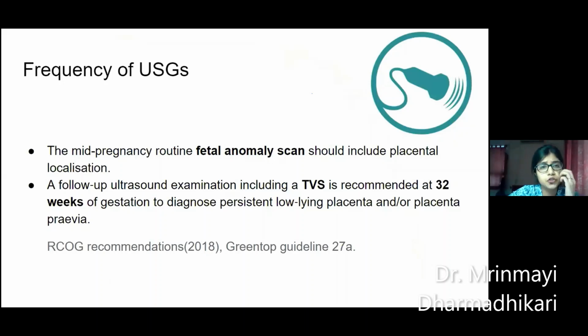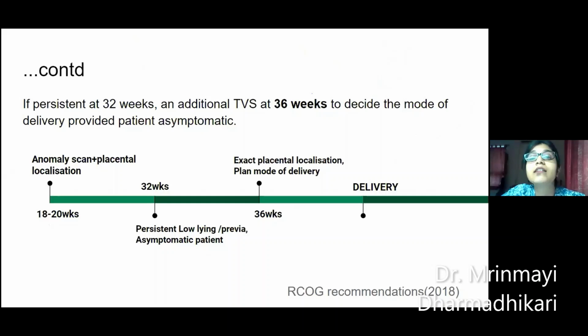So how frequently should you do sonographies for these patients? Should you do them every 3 weeks, every 4 weeks? There are specific guidelines and recommendations for this. This I have adapted from the RCOG recommendations, Green Top Guideline 27A. The mid-pregnancy routine fetal anomaly scan which you perform should always include a placental localization. On this scan, if you find that there is a low-lying placenta or a placenta previa, the next follow-up sonography examination should be done at 32 weeks of gestation. At 32 weeks also, if there is a persistent low-lying placenta or a placenta previa, the next scan should be done at 36 weeks.